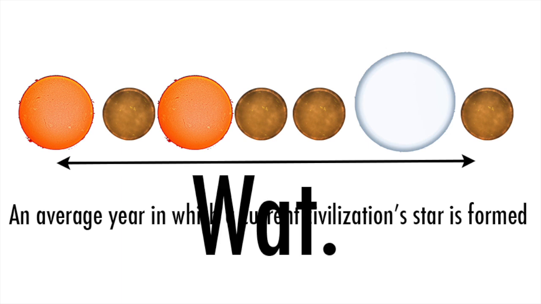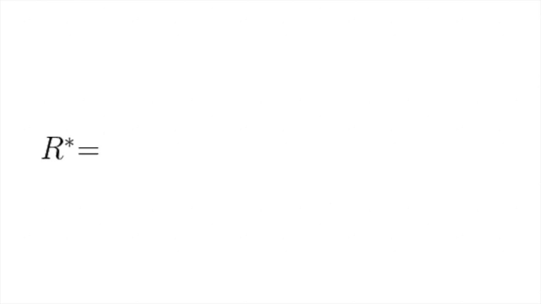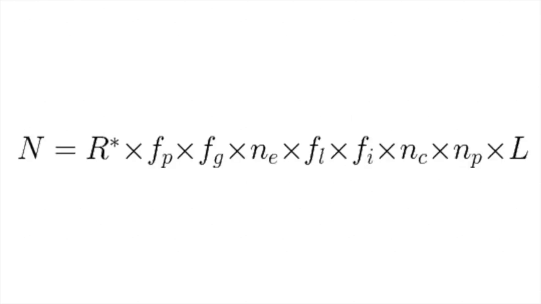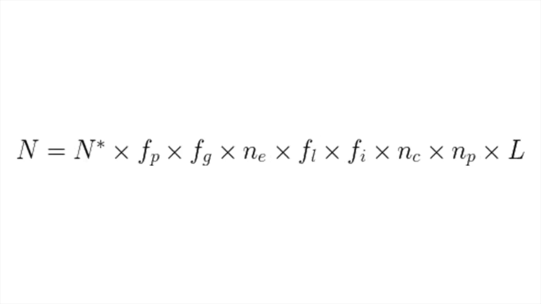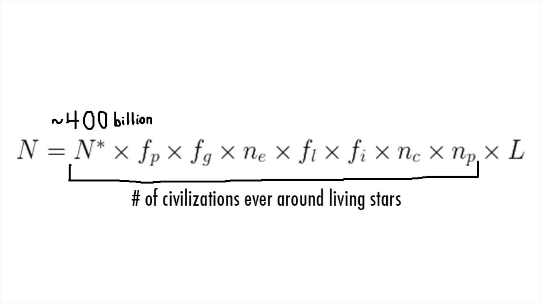and judging from how poorly you probably understood what I just said, this factor is too complicated and might need its own equation if we were to keep it. Instead, there is a much simpler solution to this, and that is to replace the factor with N star, the actual number of stars that exist right now. This means that all the factors up to L would be the total number of civilizations that have ever existed around living stars in the Milky Way.